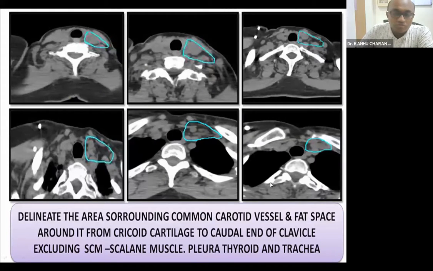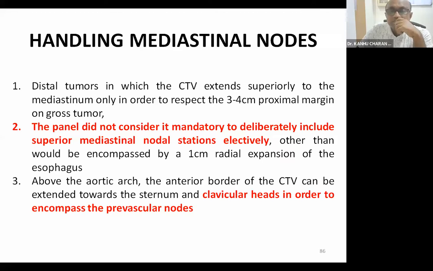To delineate in a very simple way, delineate the space between the sternocleidomastoid and posterior scalene muscles around the vessels, all fat spaces, anterior and posterior sternocleidomastoid borders. Exclude the trachea, esophagus and thyroid from the supraclavicular area. Handling mediastinal nodes.